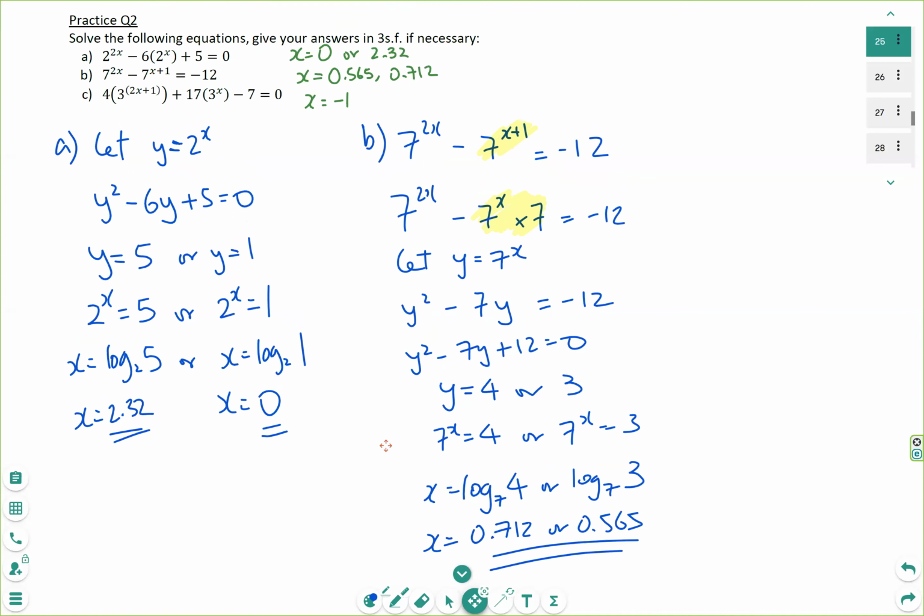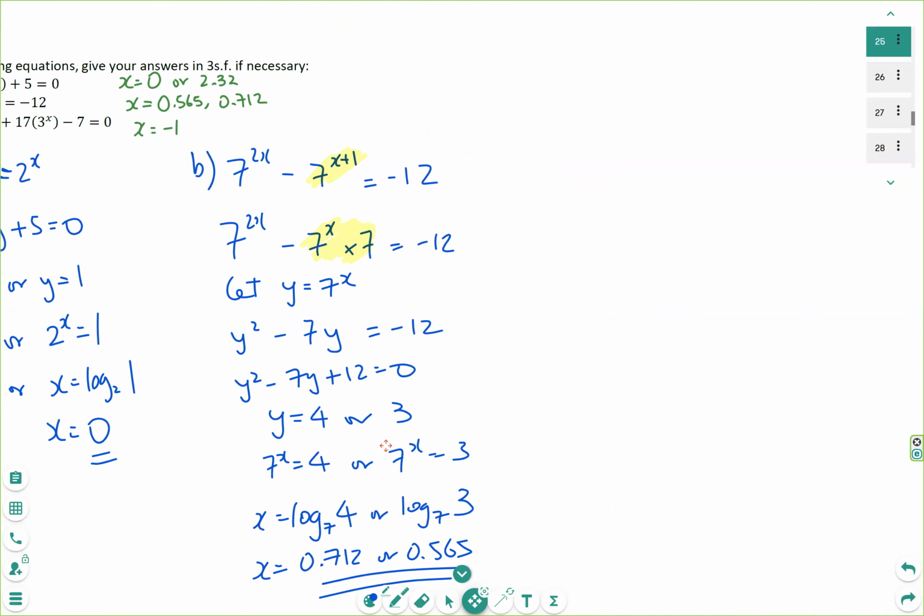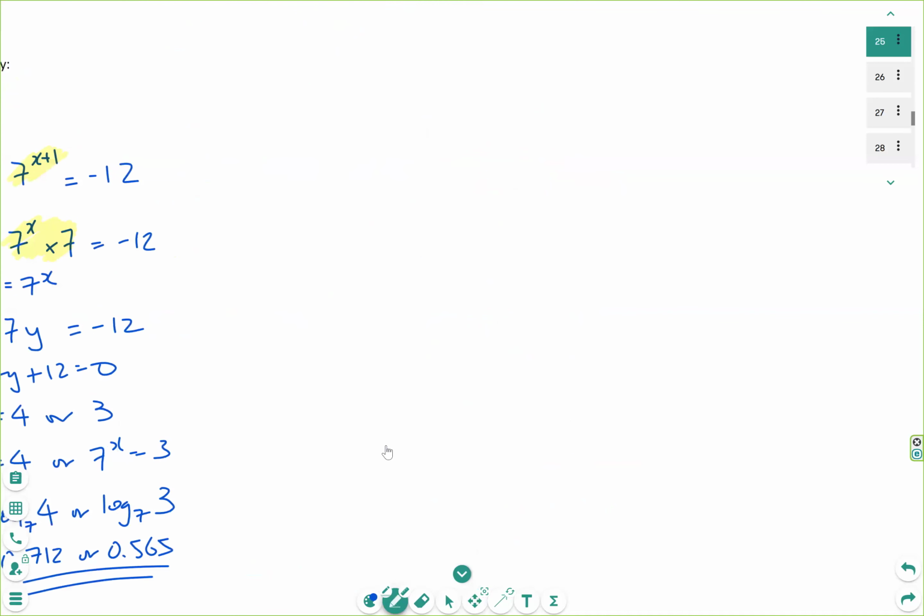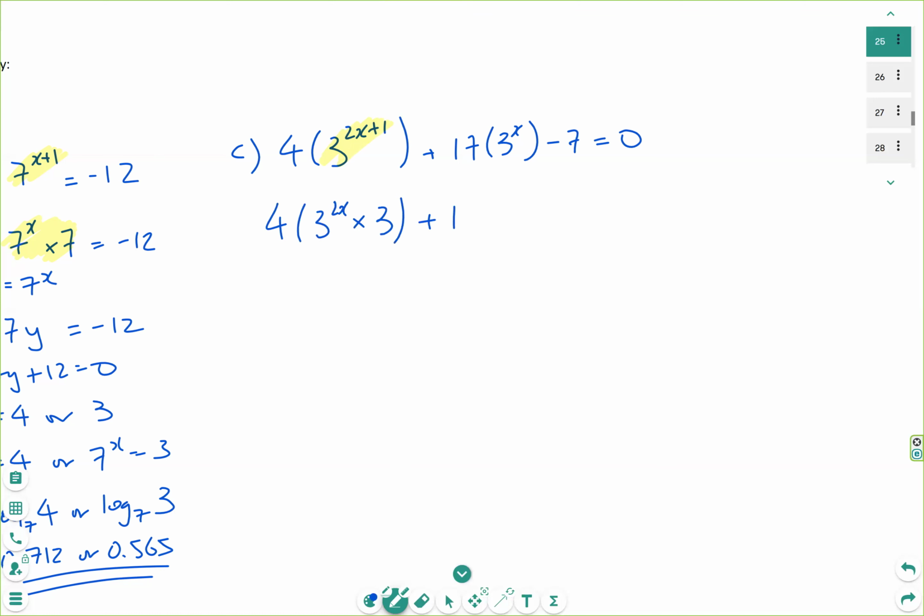4 to the power of 3x. Let me copy the question. And here, question C: 4 times 3 to the power of 2x plus 1, plus 17 times 3 to the power of x, minus 7 equals 0. So again, we see the 3 to the power of 2x plus 1, we see a plus 1 in the power. We have to use that trick where we split the power. Plus 17 times 3 to the power of x.